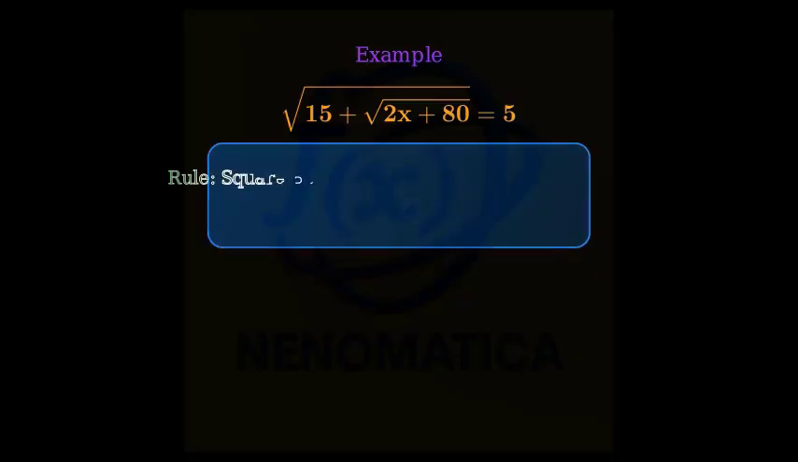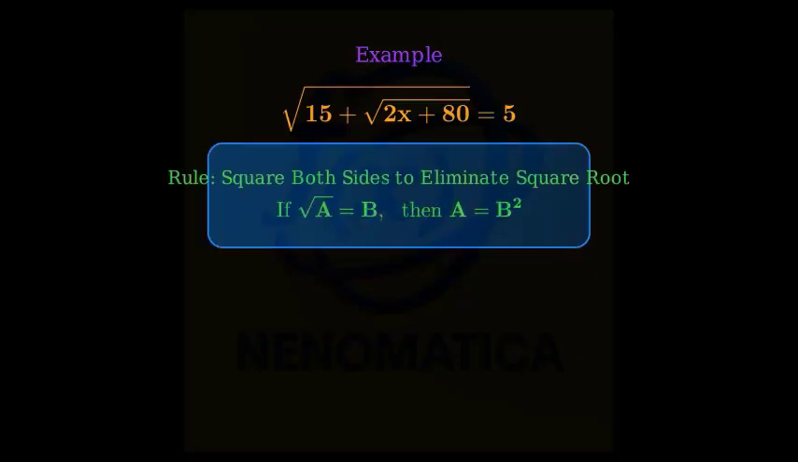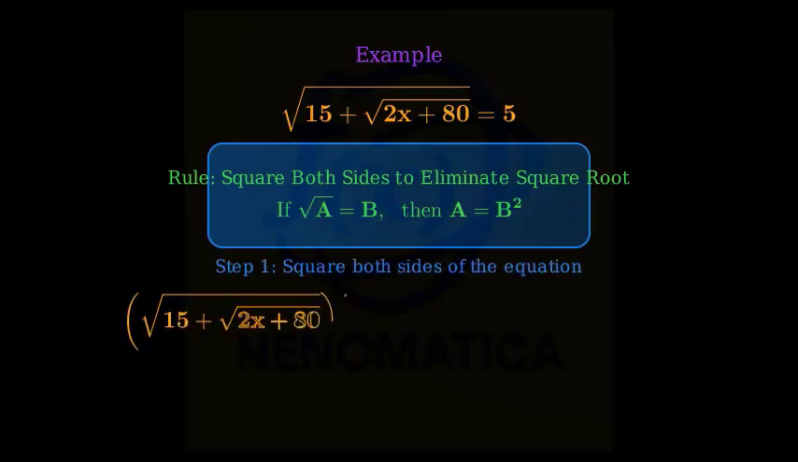Step 1. Use the rule. If the square root of a equals b, then a equals b squared. We square both sides to remove the outer square root. This gives 15 plus the inner square root equals 25.